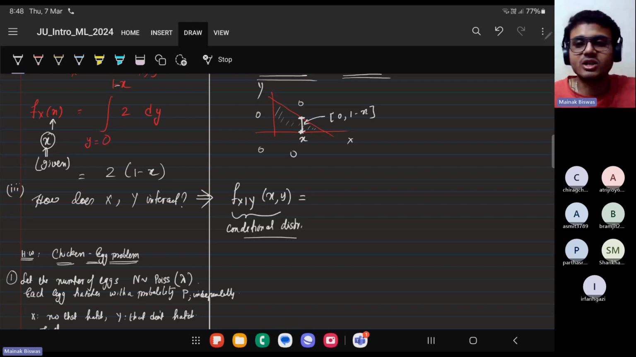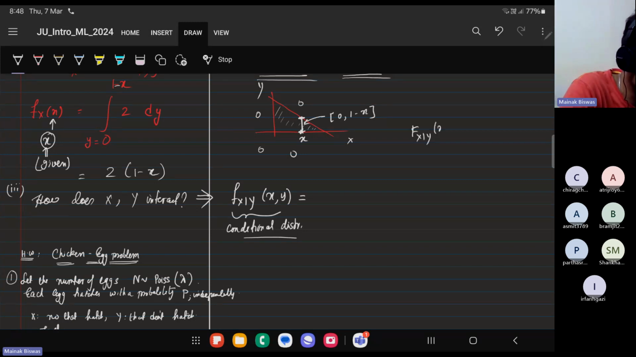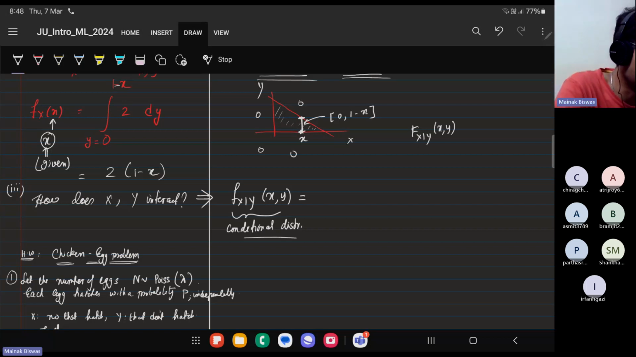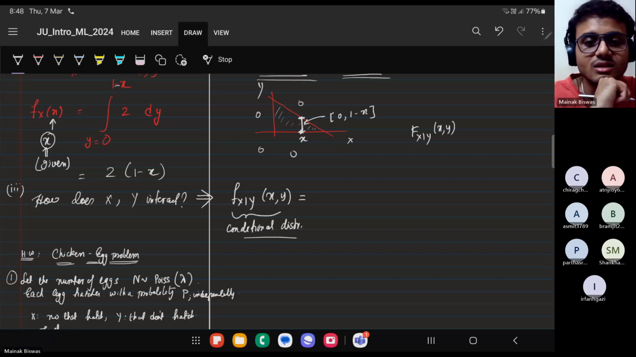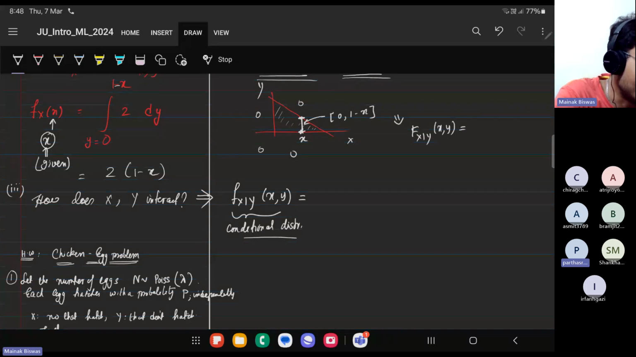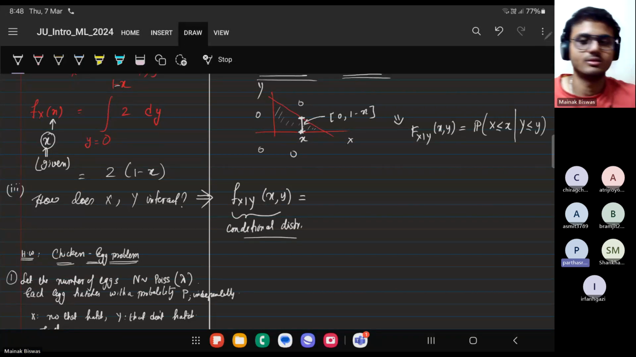Okay, let us define the conditional distribution first. So give me the idea, what would be the conditional distribution of f of x given y? It's always easy to define in terms of distributions than densities. So it's going to be the probability that X is less than x, given that Y is less than y.